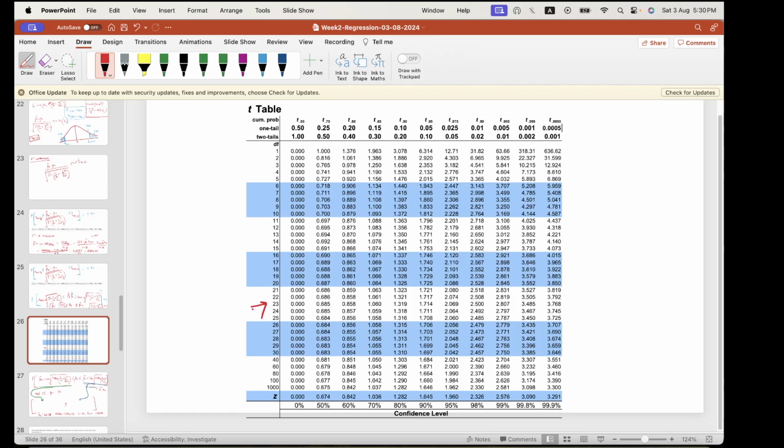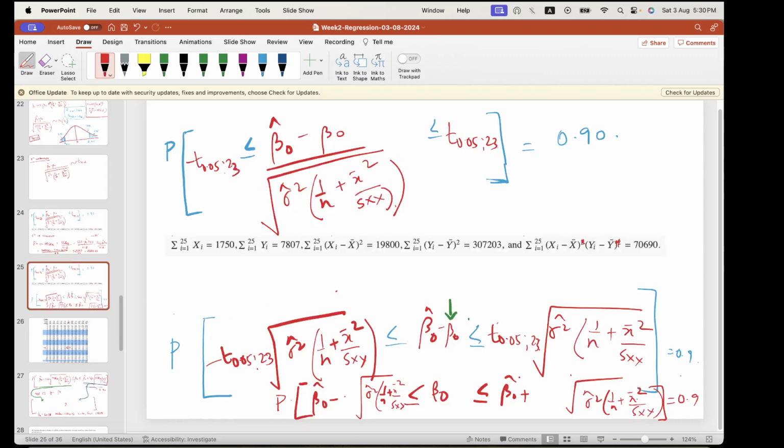All right, now we want t 0.05. Okay, so what is that? That value will be this thing. Area above is 0.05, area below is 0.95. So then the value is 1.714. Okay, so here we are going to write 1.714. This value is actually 1.714.